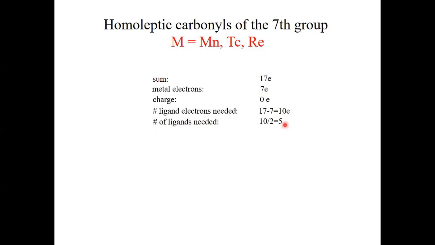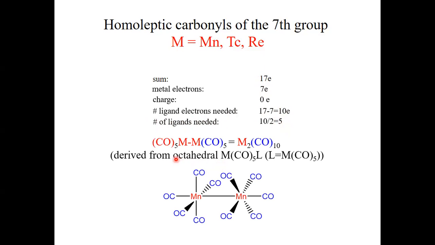We would have to dimerize 2 pentacarbonyl fragments to form a dimer. Okay, so now you can see this here. So we have here 2 pentacarbonyl fragments that are being combined via a metal-metal bond, and then that gives then a carbonyl of the composition M2CO10.